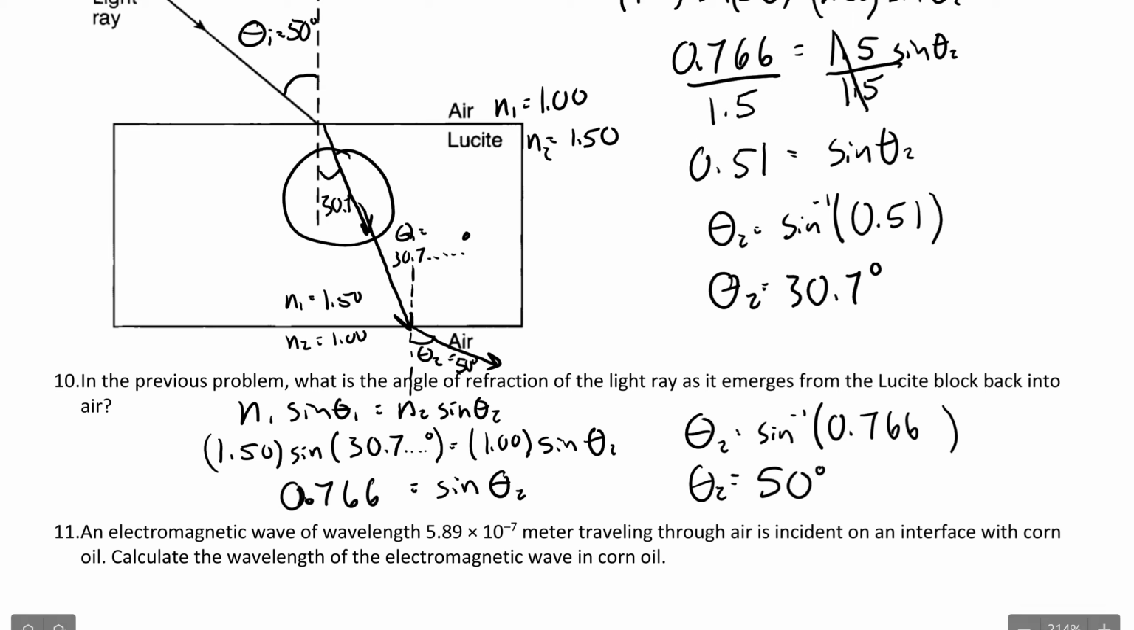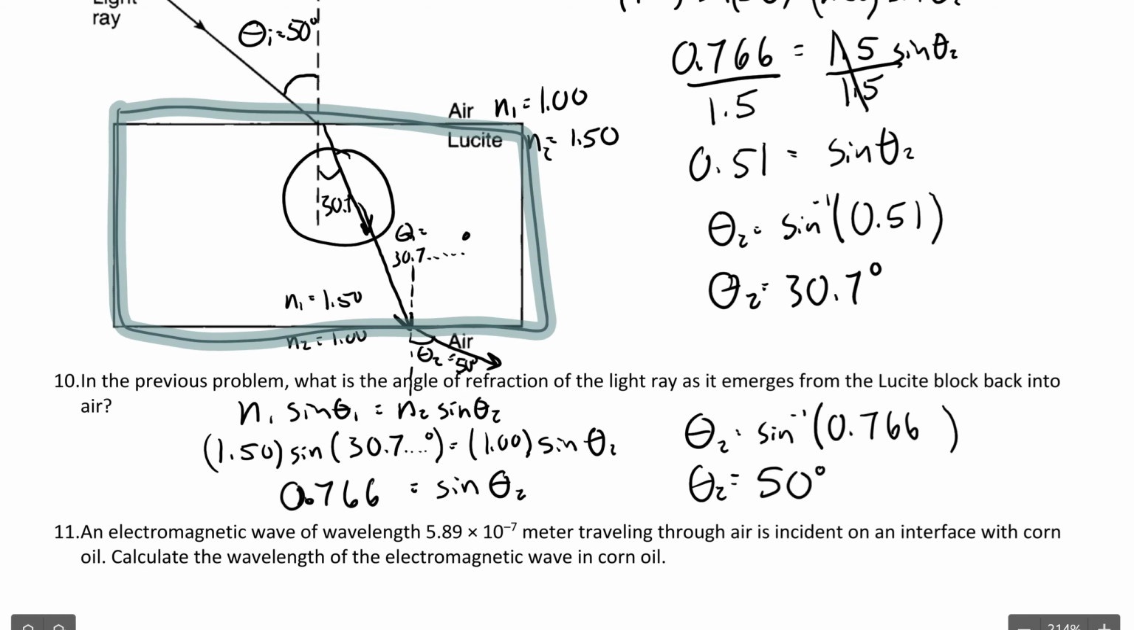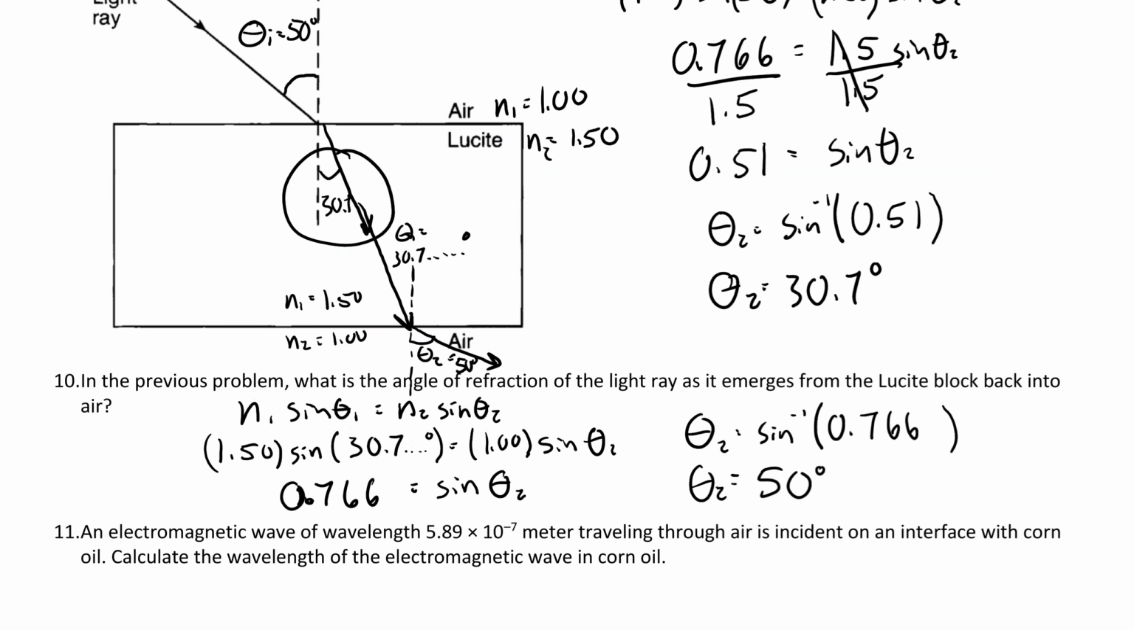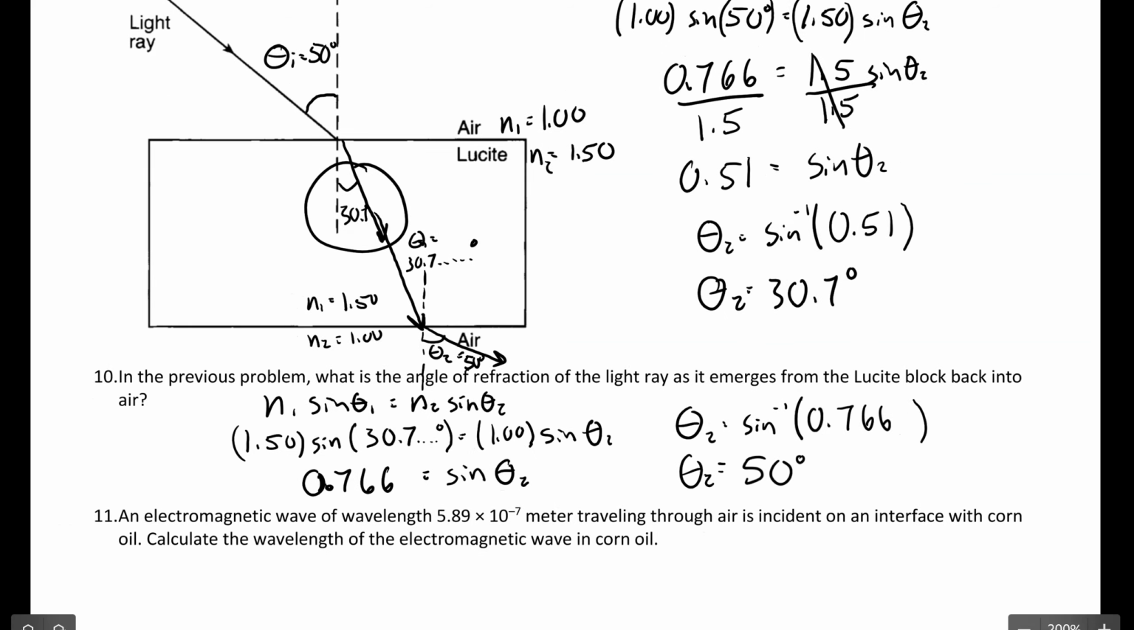There's actually a cool lab where you use a lucite block and you can make a diagram that looks exactly like this, which is pretty cool. Yep, so people make mistakes. That's okay, though. All right, number 11.